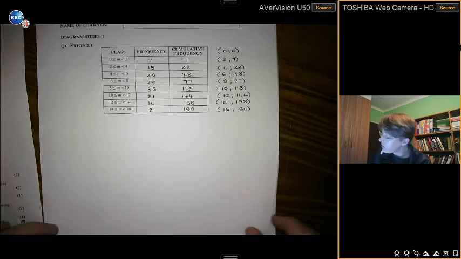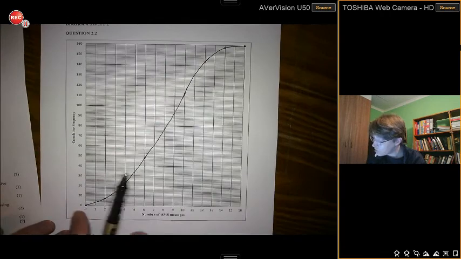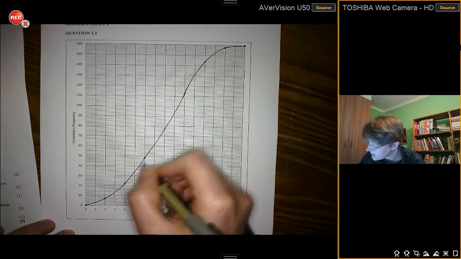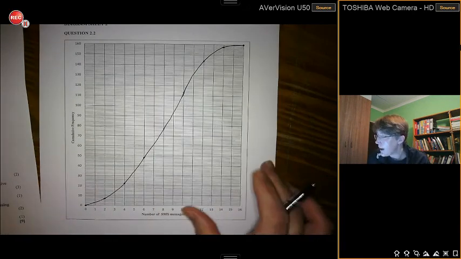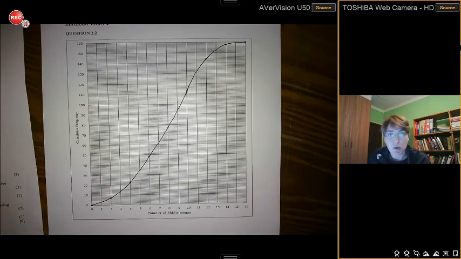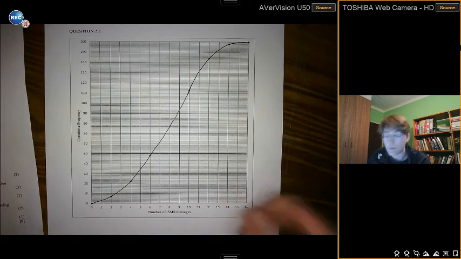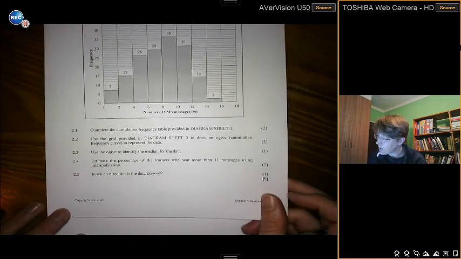So you plot all of those points on the diagram and you draw a curve, not a straight line. Please don't draw straight line, straight line, straight line. You draw a curve that I said looks a little bit like a brontosaurus. Some people say it looks like an S, but I think it looks more like a dinosaur. You plot that, and that is then your ogive, or your cumulative frequency diagram.